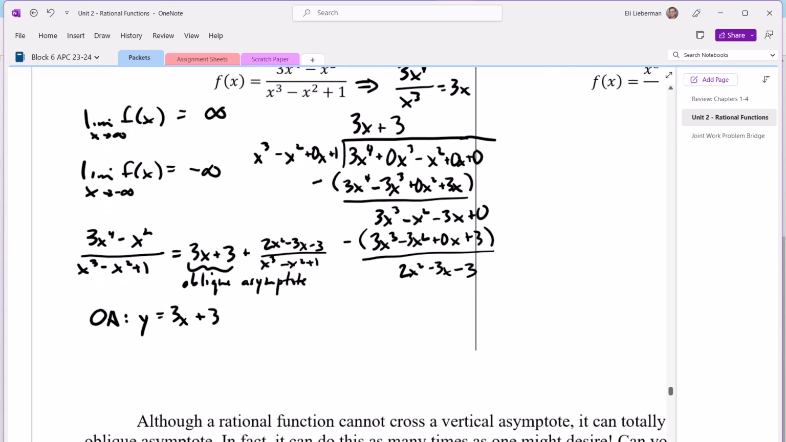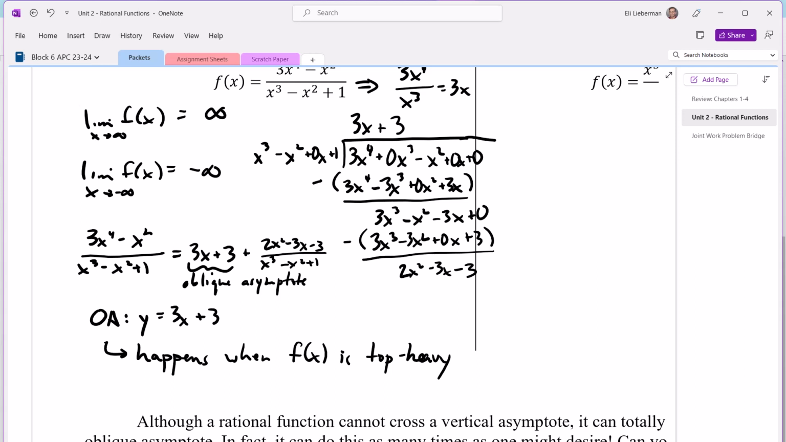So, all right, an oblique asymptote happens when the function is top heavy by 1. And I hope that has meaning to you. I hope you have enough room to write in your notes too.